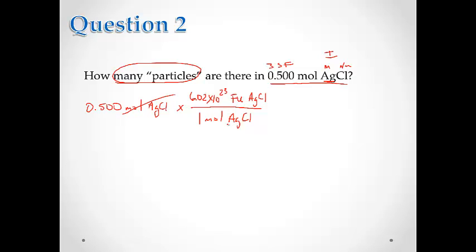The moles of silver chloride cancel out. And let my calculator do the rest for me. And making sure my final answer has 3 sig figs. So it's 3.01 times 10 to the 23rd formula units of AgCl.